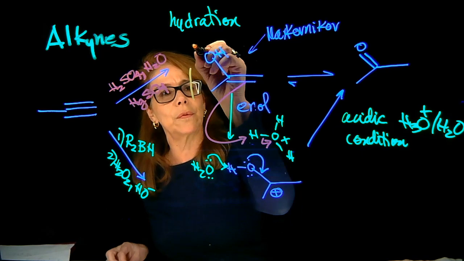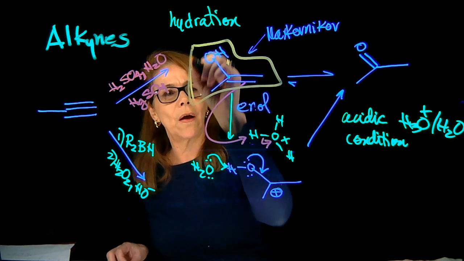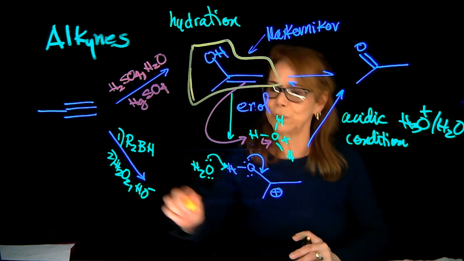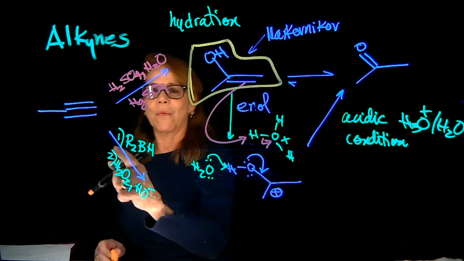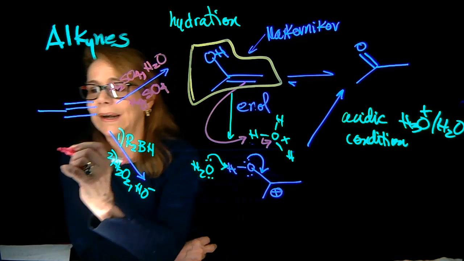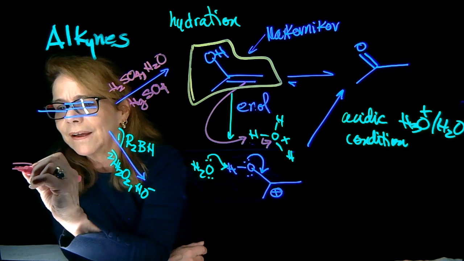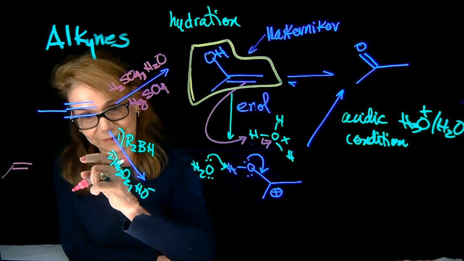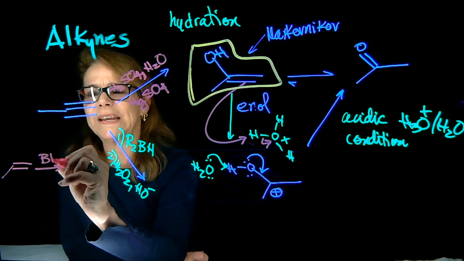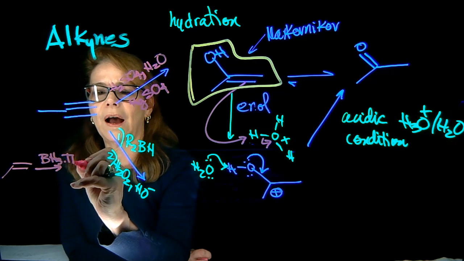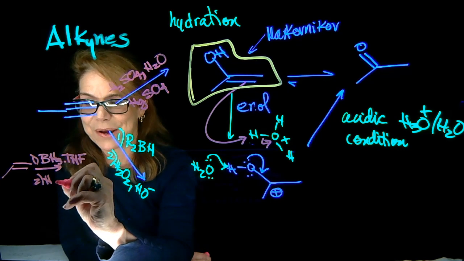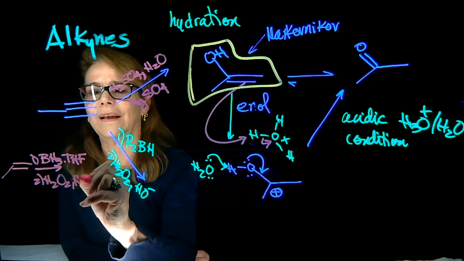Notice that when you form this enol, the OH is in the middle, it's not terminal. That is the main difference when we use the other reagent. This is similar to borane. We used borane when we had alkenes. When we had, say, an alkene and we wanted to do the anti-Markovnikov hydration, we used borane, BH3. So we did hydroboration-oxidation. That is what we did with alkenes.